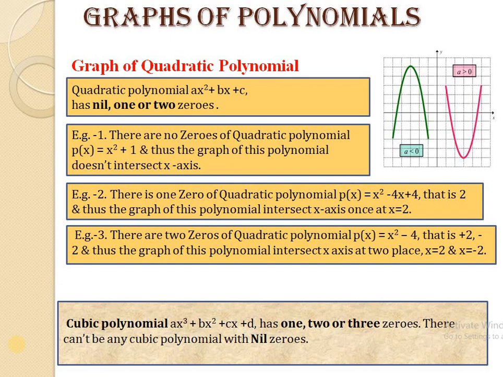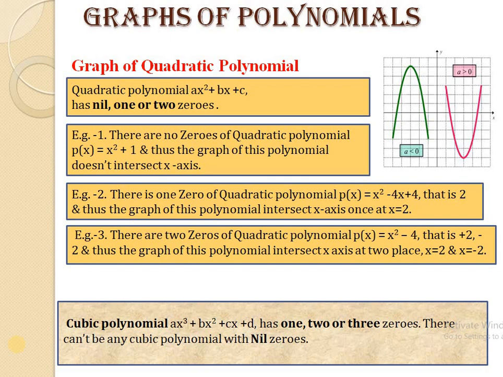Now move on to example number 2. There is one zero of the quadratic polynomial p(x) equals x square minus 4x plus 4, which is 2. And thus the graph of this polynomial intersects the x-axis once at x equals 2. Example number 3. There are two zeros of the quadratic polynomial p(x) equals x square minus 4, which are plus 2 and minus 2. And thus the graph of this polynomial intersects the x-axis at two places. One is at x equals 2 and another one is at x equals minus 2.